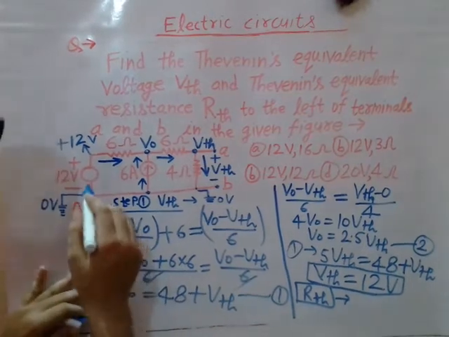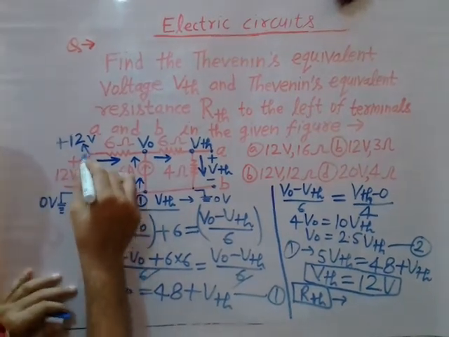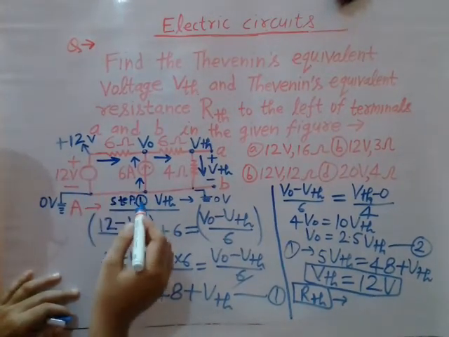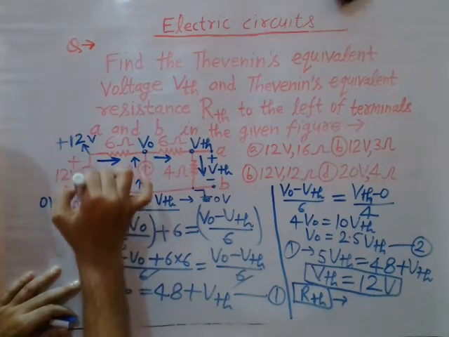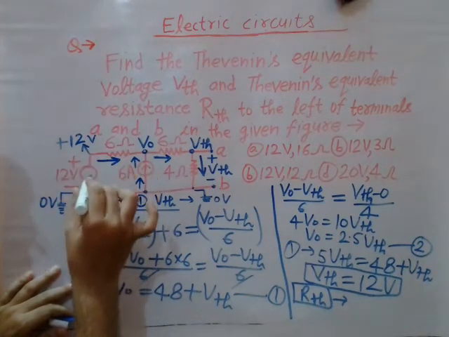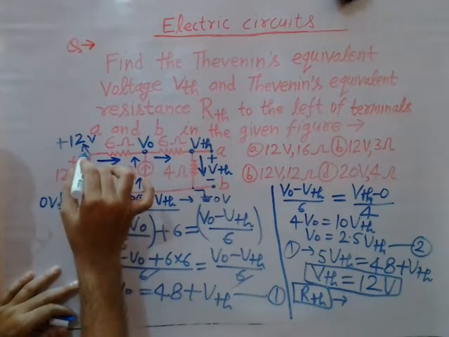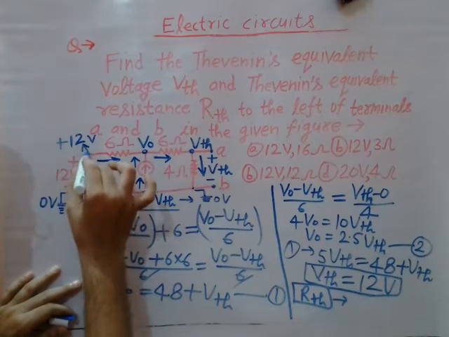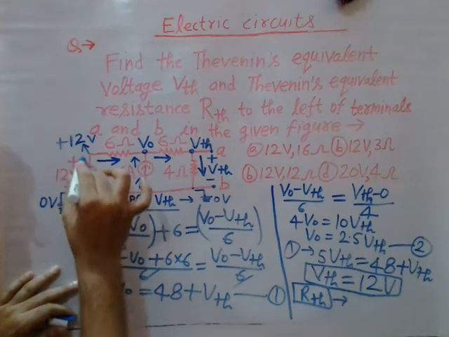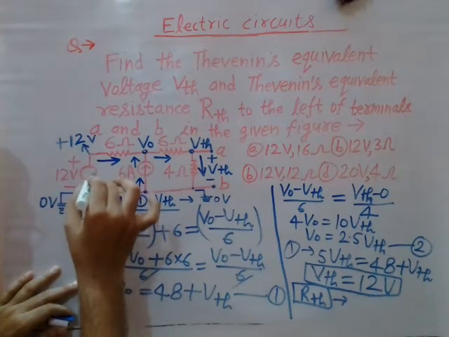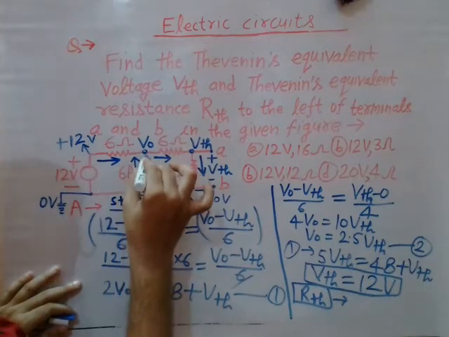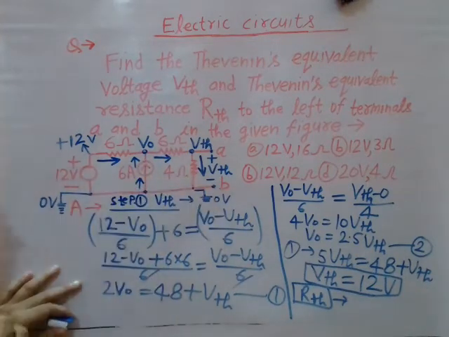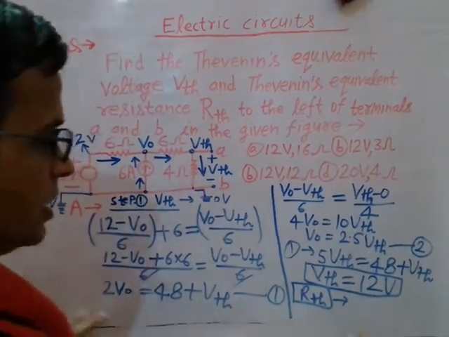So what is the meaning of deactivating all the independent sources? Meaning is that if it is independent voltage source, then to deactivate it, that means to nullify the effect of this voltage source, you have to make it short if it is an independent voltage source, right? For independent voltage source, you make it short circuit, and for independent current source, you will make it open circuit. That's the meaning, right?